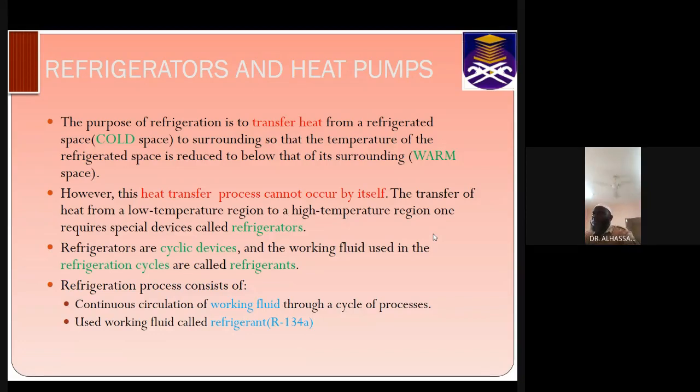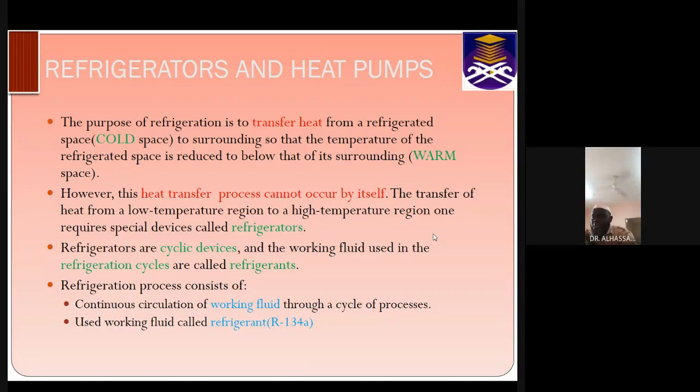So what is the purpose of a refrigerator? A refrigerator is used to transfer heat from a refrigerated space. In the refrigeration compartment, heat is removed into a high temperature system by means of the compressor. However, the heat transfer cannot occur by its own. There is no way in which we can transfer heat from a low temperature to a higher temperature without the aid of an external device, such as a compressor. Otherwise, it would go against the second law of thermodynamics.